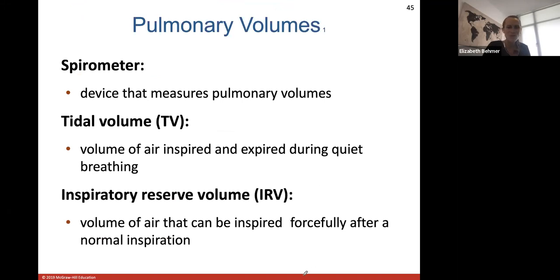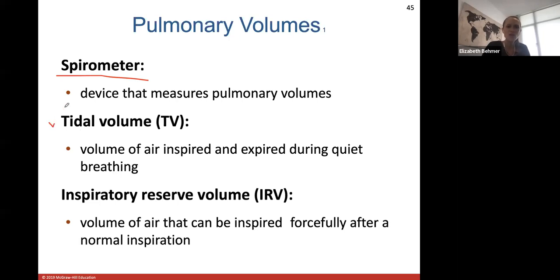Pulmonary volumes. So we have a way to measure how much air we breathe in and how much air we breathe out. And we use a device called a spirometer, which measures these different pulmonary volumes of breathing in and breathing out. This part of the lecture is important because anyone with a tumor, lung cancer, emphysema, or other disease or disorder within the lungs, their doctors are going to be very interested in how much air their lungs are taking in and taking out. And we describe different volumes of your lungs with a couple of different definitions.